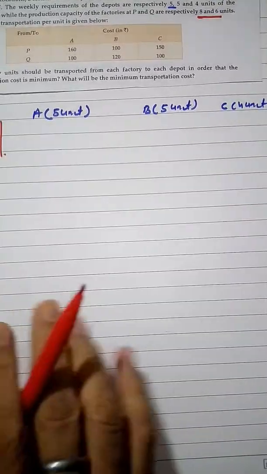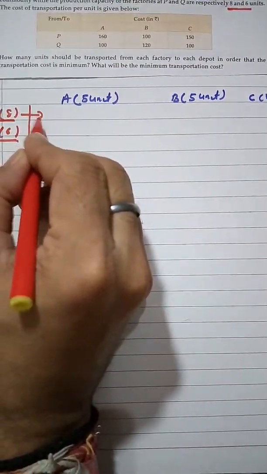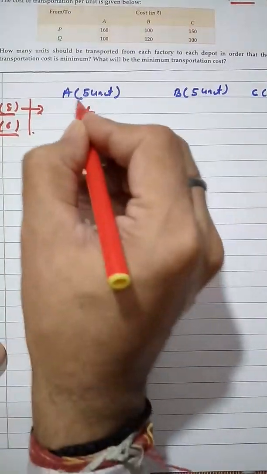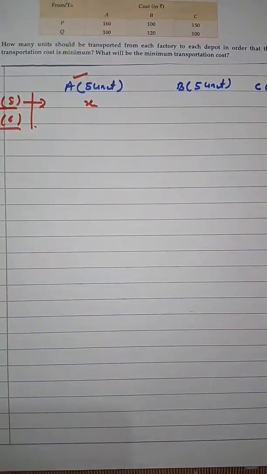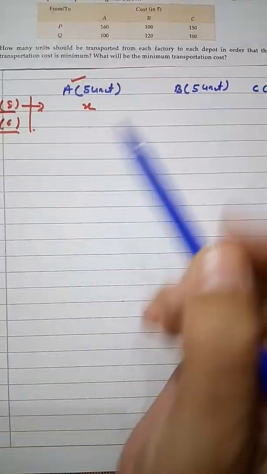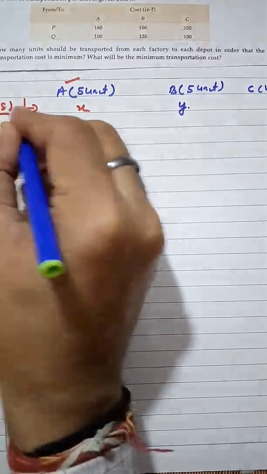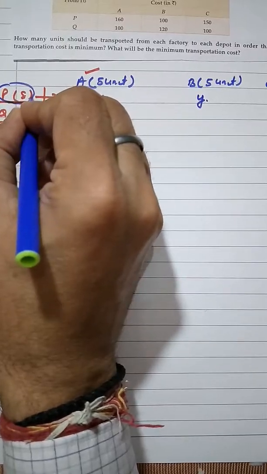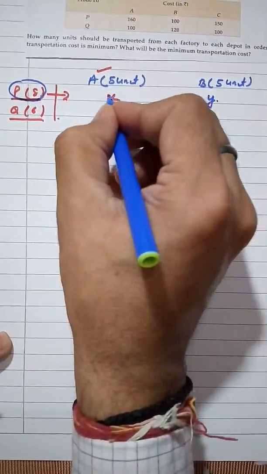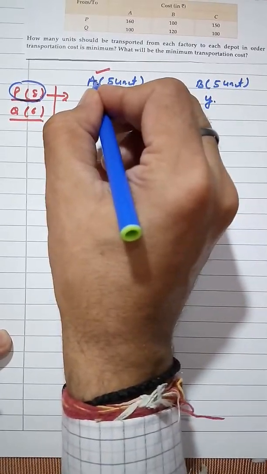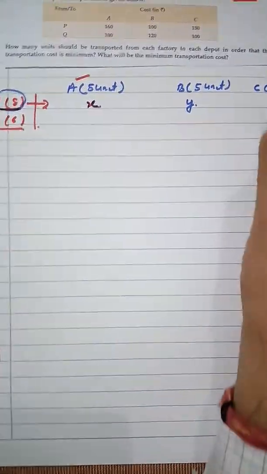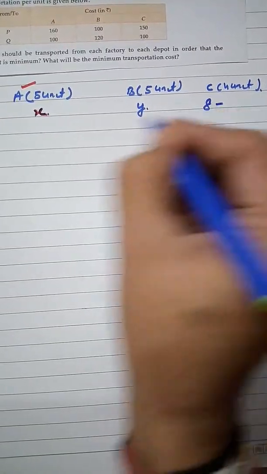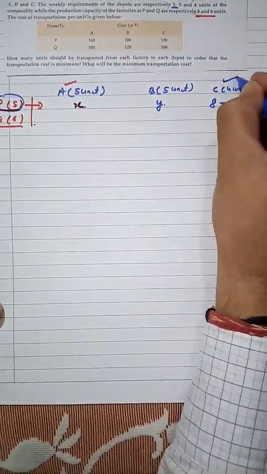Now let us try to make the equations. Let us suppose that factory P transported X commodity to depot A. Then it transports Y commodity to depot B. Now the total capacity of factory P is 8 units. It already transported X units to A and Y units to B, so it delivers 8 minus X minus Y units to depot C.